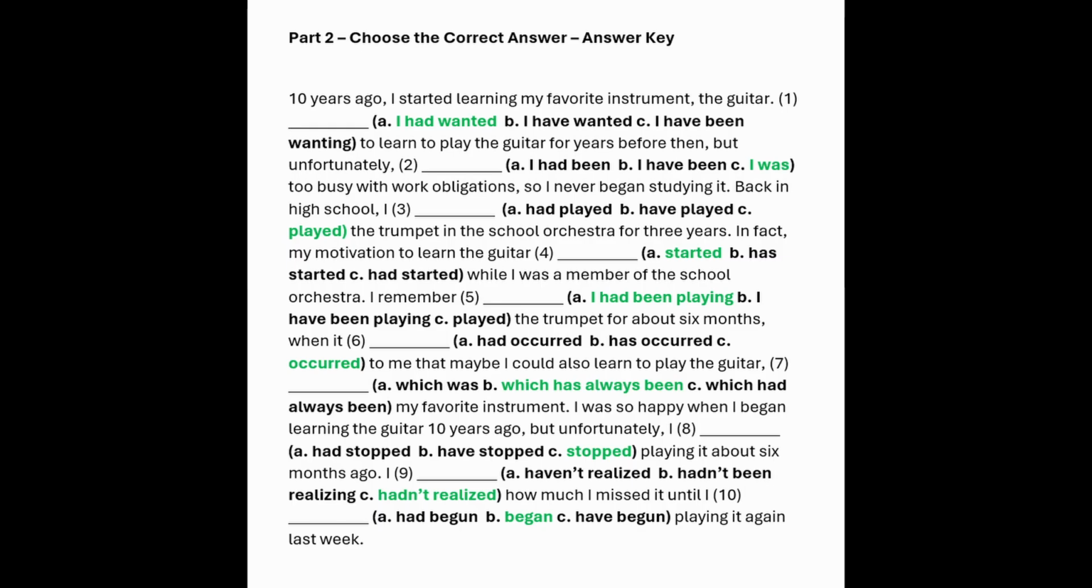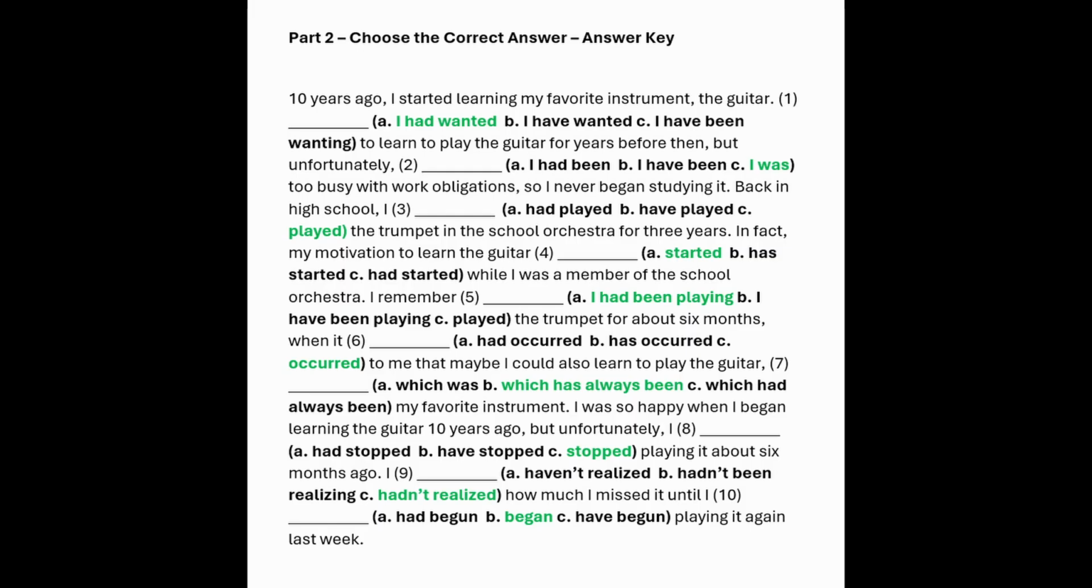Not I have been playing, right? Because that's recent. That's recent, right? Continuing into the present. Why not C? I remember I played the trumpet for about 6 months when, that's the simple past, right? Usually used for just one action or a sequential action. But number 5 is a background action, right? It's a background action that's ongoing. So the correct answer should be A, right? I had been playing. I had been playing.